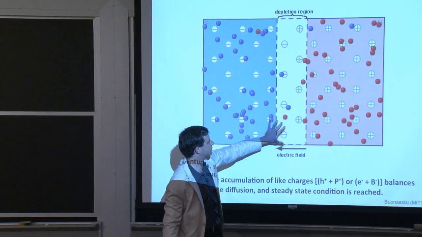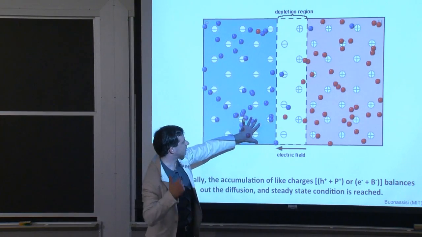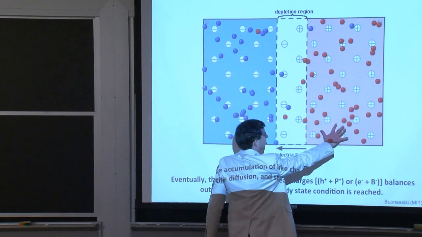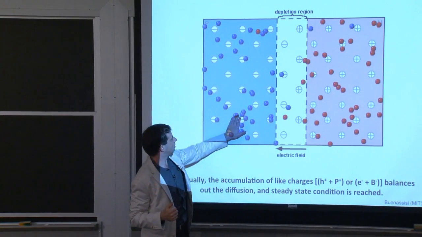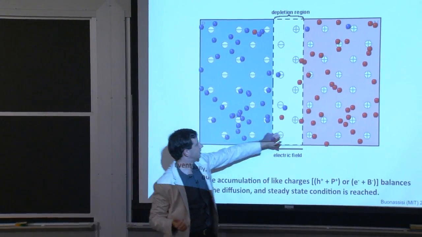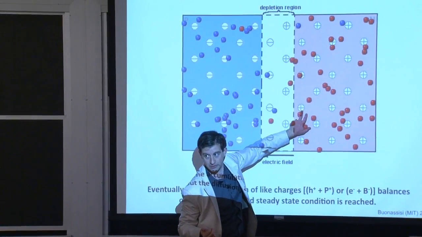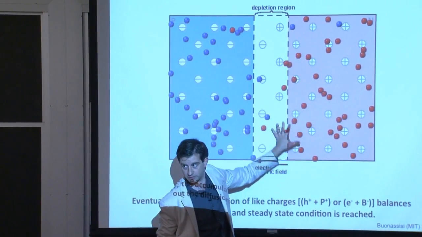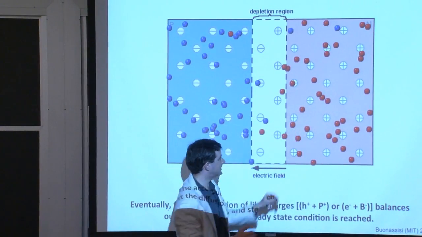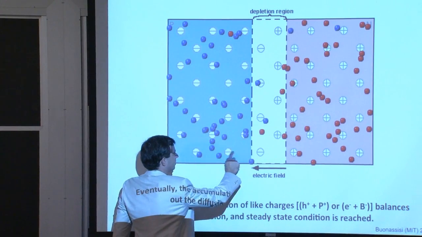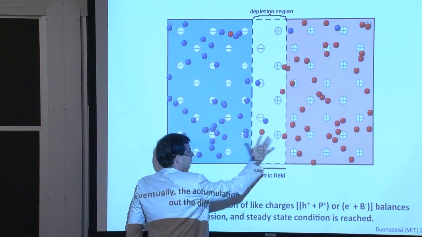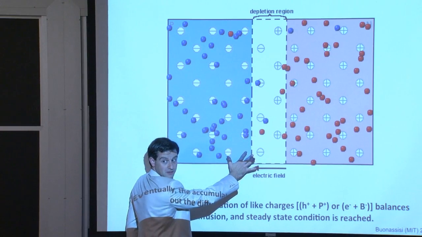So a concentration gradient drives the electrons over to the other side. Likewise, holes are being driven from here over to here. Now notice what happens. Holes carry a positive charge. The fixed charge from the phosphorus is also positive. So you have a buildup of net positive charge on this side of the junction. Electrons are negative charge carriers. The boron atoms have a net negative charge here. And so you have a net negative charge building up on this side.